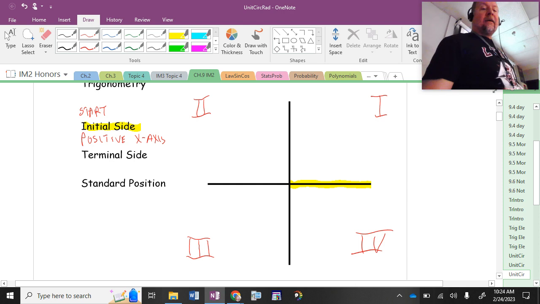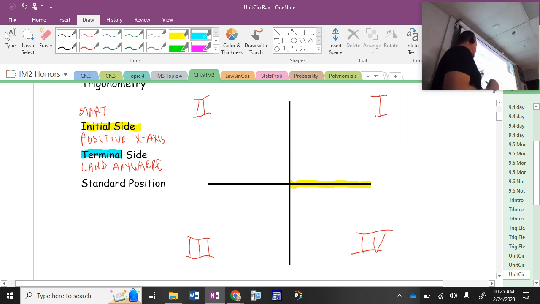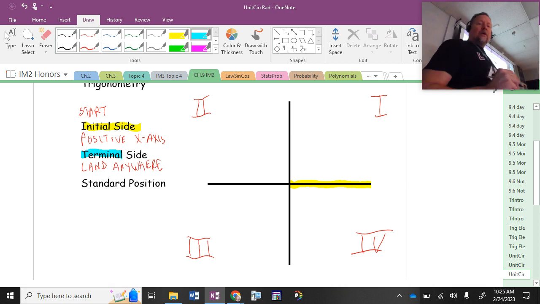So the ending side can land anywhere. There's nothing special about this. I think in first hour I said you need two sides to make an angle. We know that. So terminal means end. I'm going to put that there, and then when I draw a terminal side in my coordinate plane, we'll highlight it with blue.